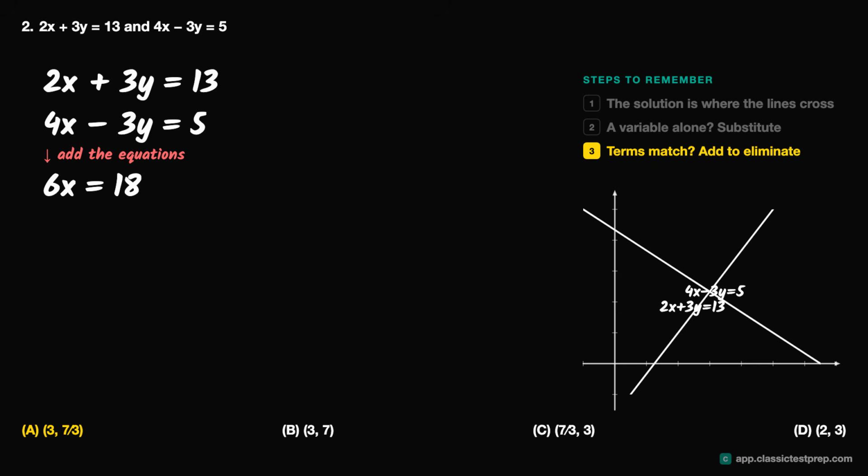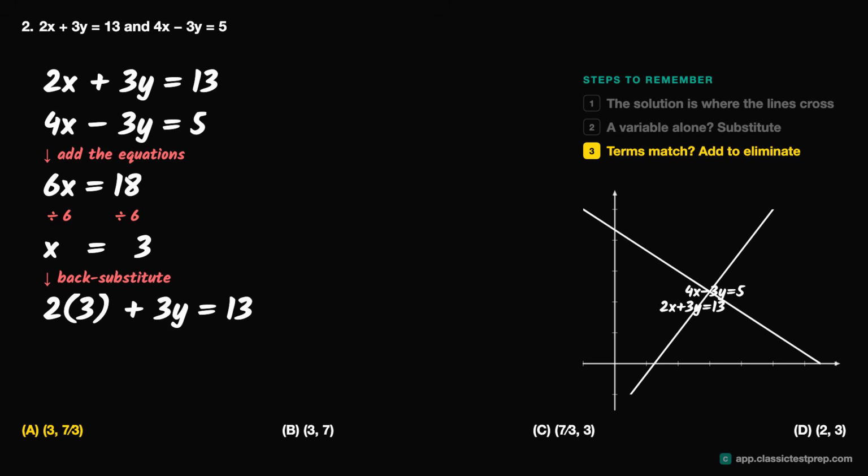2x plus 4x equals 6x. 3y minus 3y equals 0y. And then 13 plus 5 equals 18. So we have 6x equals 18. Now solve for x. x is equal to 3. Now plug x back into the original equation, and we get 2 times 3 plus 3y equals 13. 6 plus 3y equals 13. 3y equals 7. y equals 7 over 3.